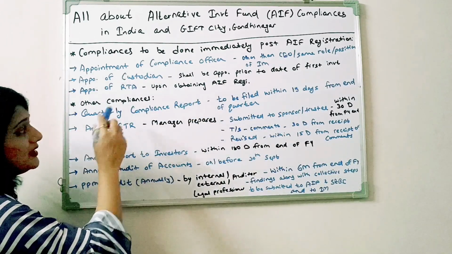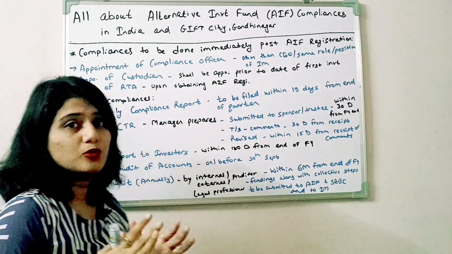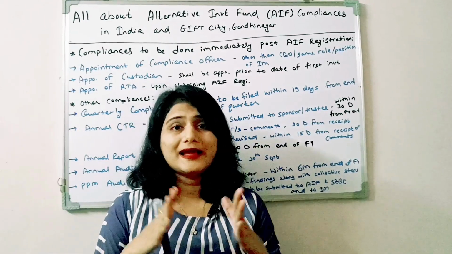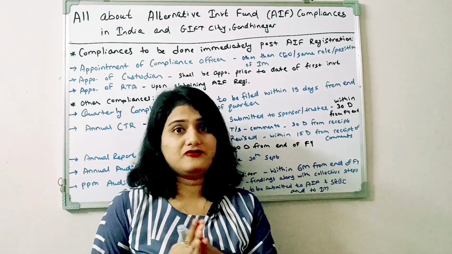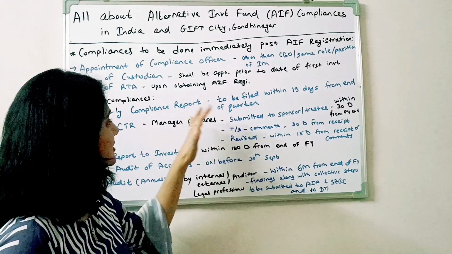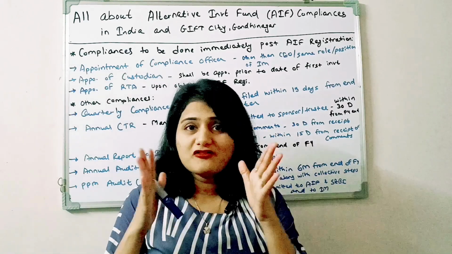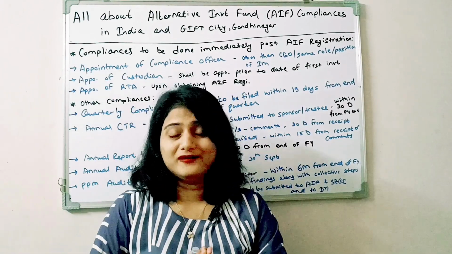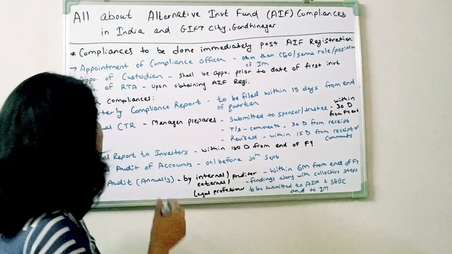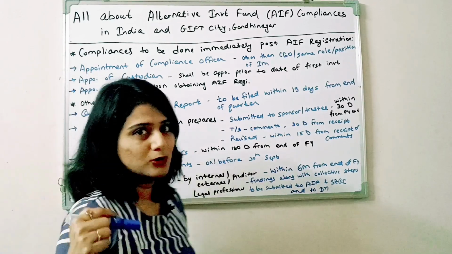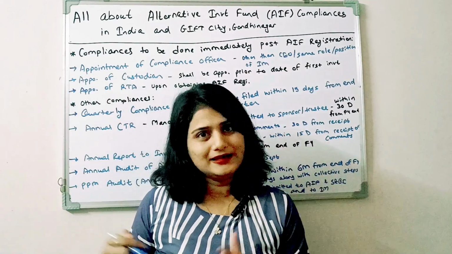Other compliances are the quarterly compliance report. This report gives an idea about the activities done by the AIF. Okay. This report has to be filed within a period of 15 days from the end of the quarter. This report has to be filed online only on the SEBI intermediary portal.